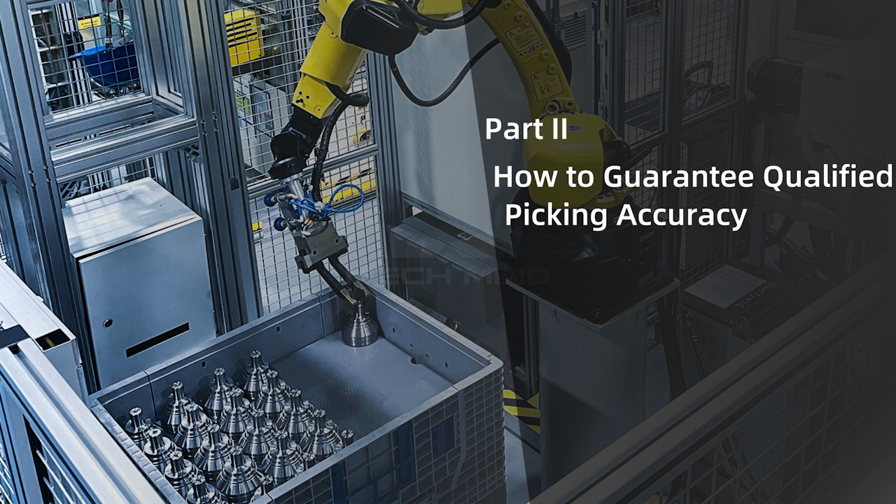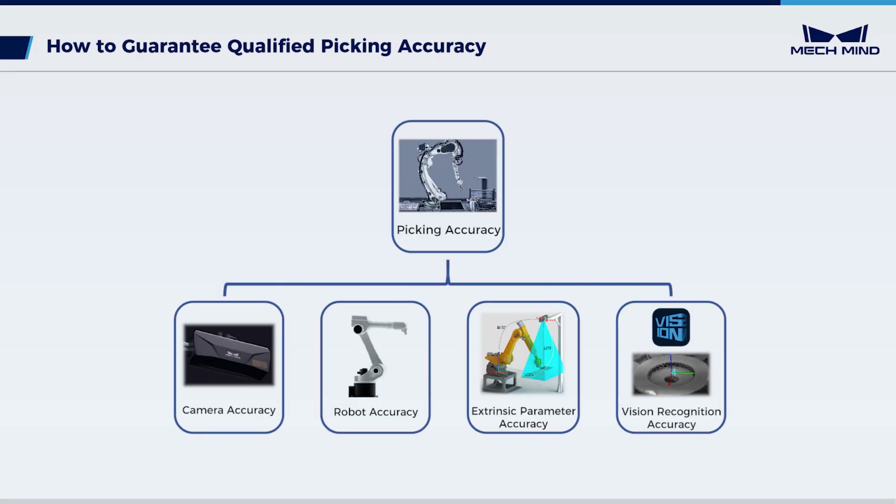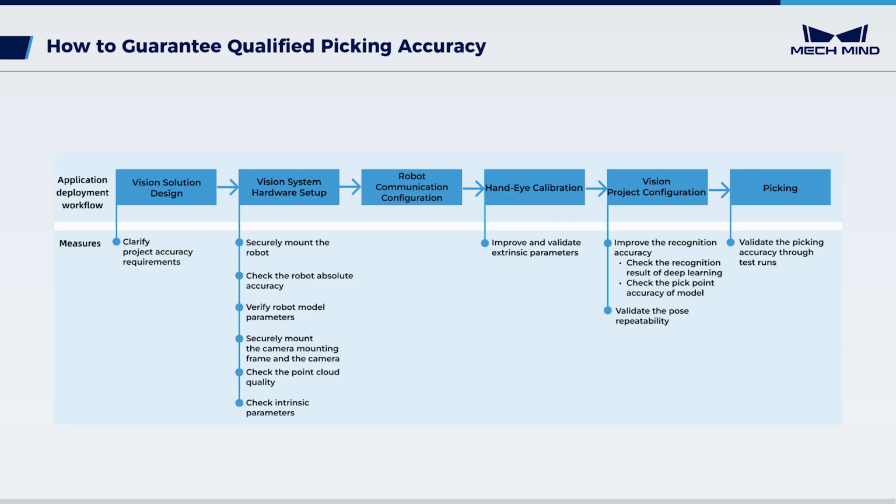This video will provide guidance on guaranteeing qualified picking accuracy during project deployment. In the video Picking Accuracy Overview, we have learned about the 4 sources affecting picking accuracy and the specific factors they cover. Now let's begin to look at the key components through deployment processes. One thing to note is that imprecise picking issues are inevitable. Therefore, the picking accuracy just has to meet the site requirements.